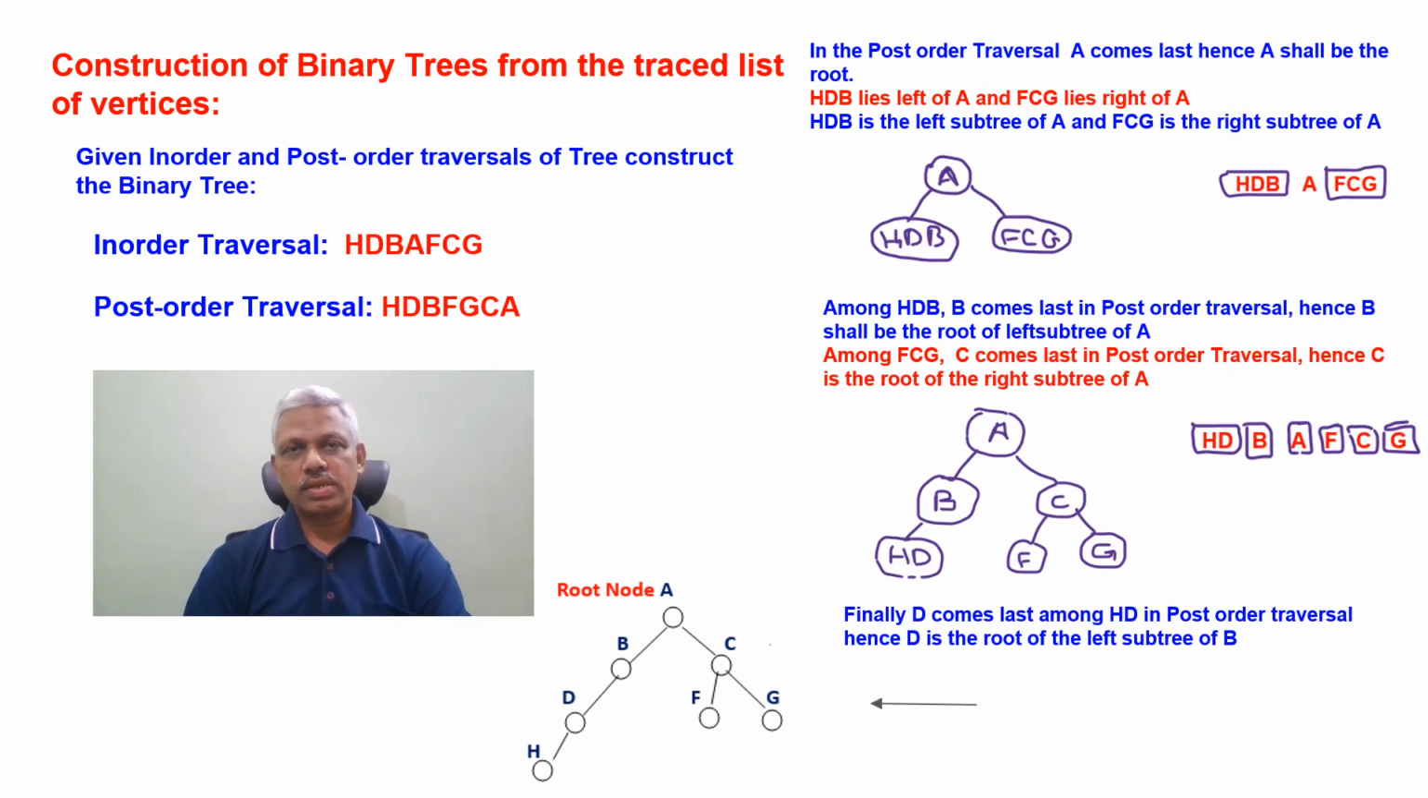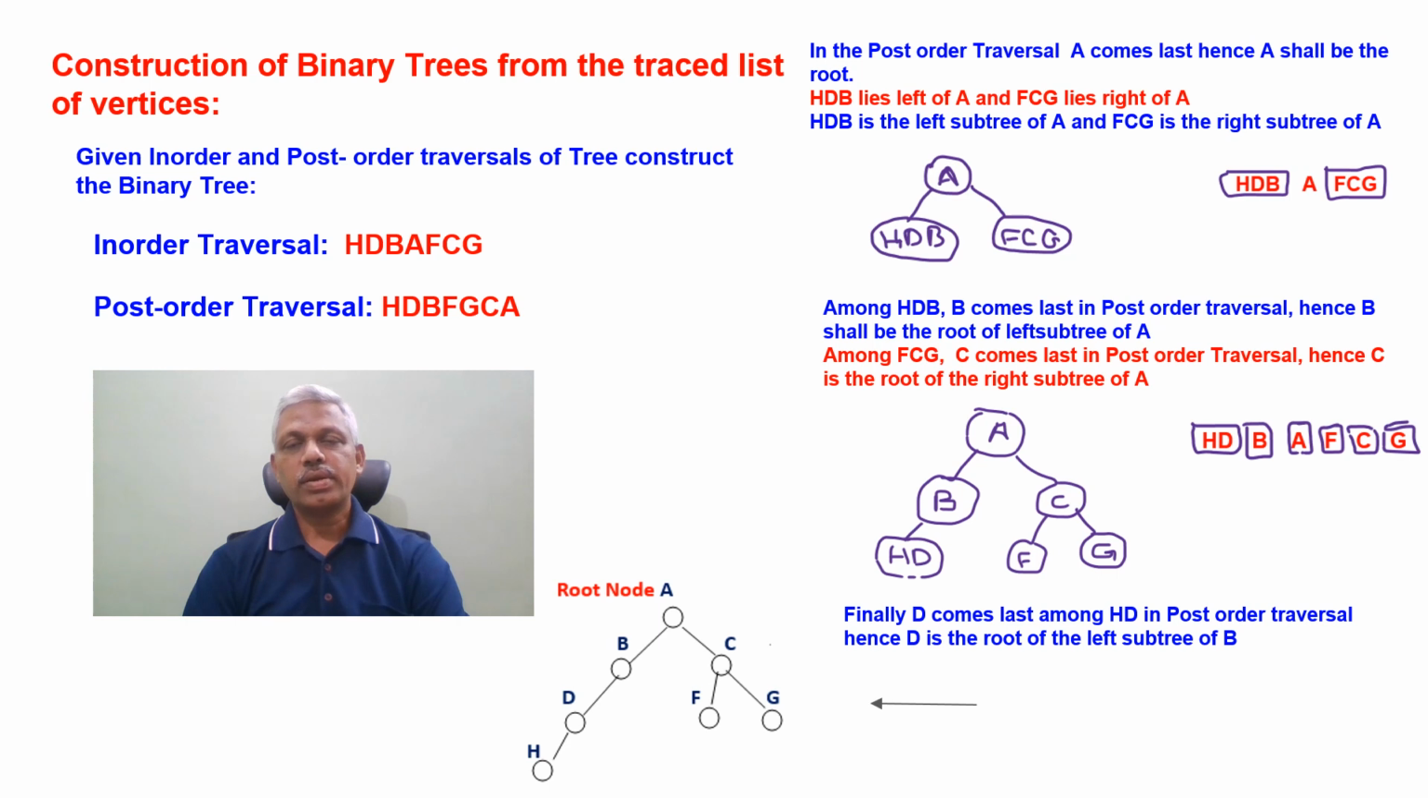Another combination is in-order traversal and post-order traversal. So given the in-order traversal and post-order traversal of a binary tree, can we reconstruct the tree? Now if you observe the example here, in the post-order traversal, the rightmost vertex should be the root. So obviously A should be the root, and HDB, FGC are the vertices appearing to the left of A. Now if we compare the in-order traversal among these vertices, HDB lies to the left of A, so it forms the left subtree and FCG forms the right subtree.